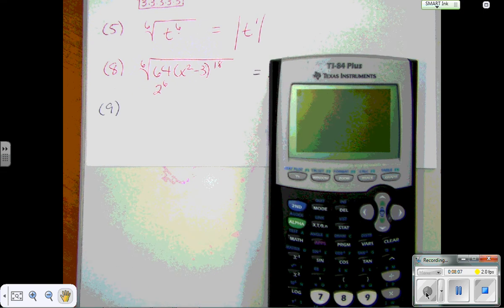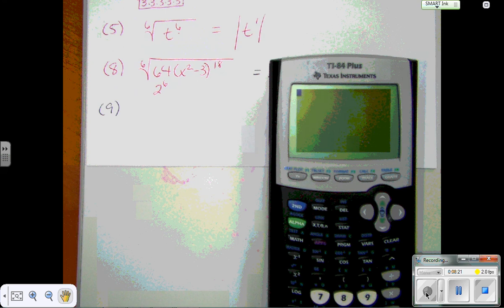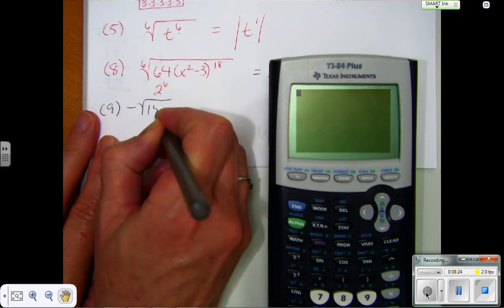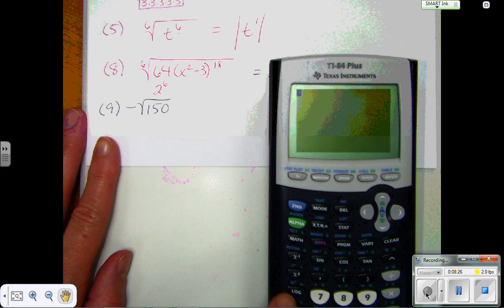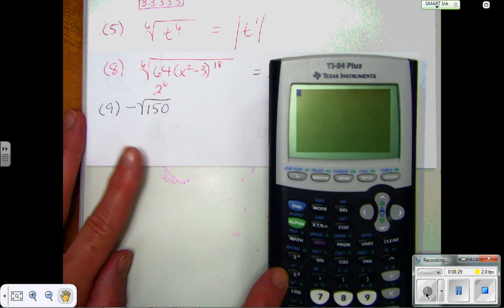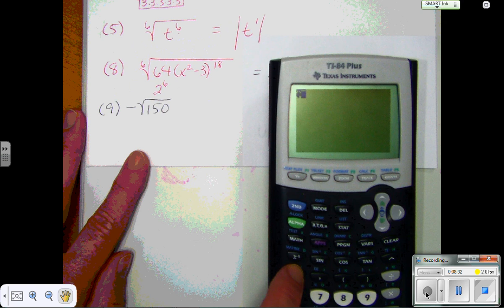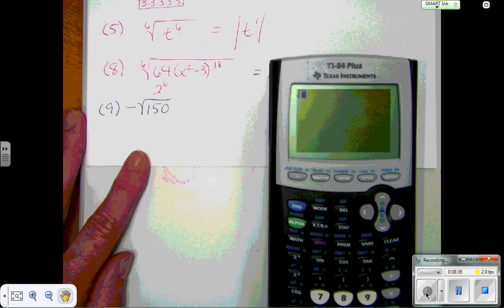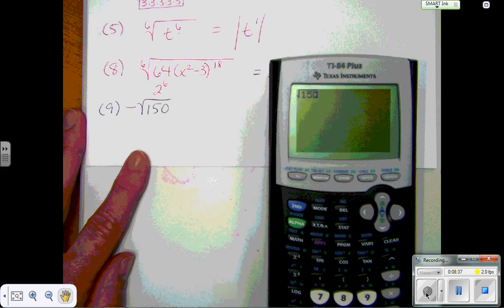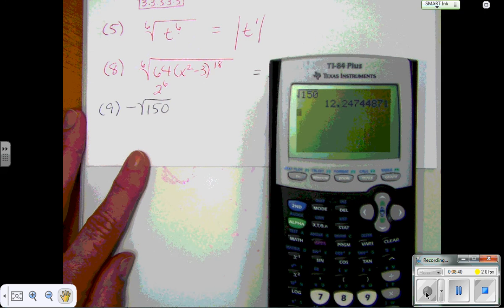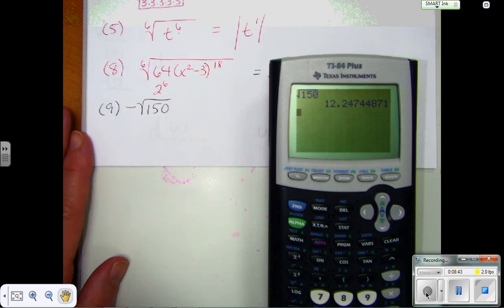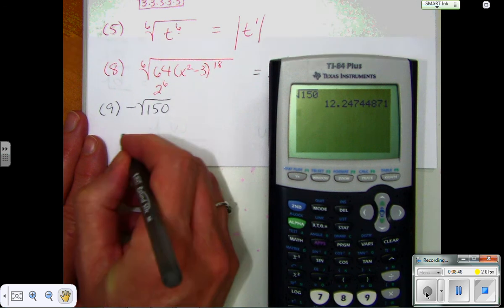So on number 9, use a calculator to approximate each value to 3 decimal places. Let's see, on number 9, they're just talking about a square root. It's negative square root of 150. So your square root button is actually the second function for your x squared. So we're going to press second function, x squared, and there's your square root. I'm going to type in 150, enter, and it's 12.247 to the third decimal place. And I'm going to keep that negative out in front. I forgot to put it in my calculator, but I know it needs to be there for my answer.